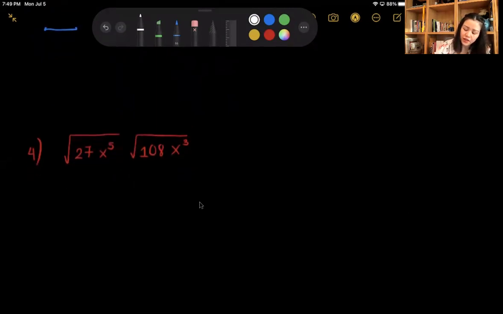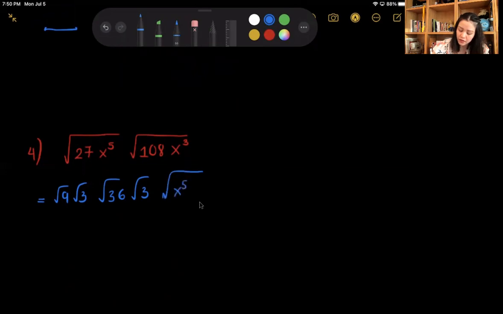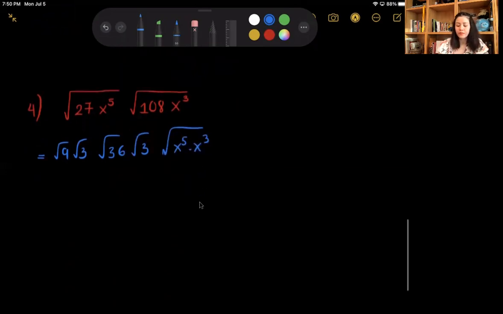Square root of 27, I can write as square root of 9 times square root of 3, right? And then square root of 108 is the same thing as square root of 36 times square root of 3, right? And then I'm going to multiply the variables together. I have x to the 5th times x to the 3rd. Okay, all right, let's simplify them. Square root of 9 is 3. Square root of 36 is 6. Root 3 times root 3 is root 9, which is 3.